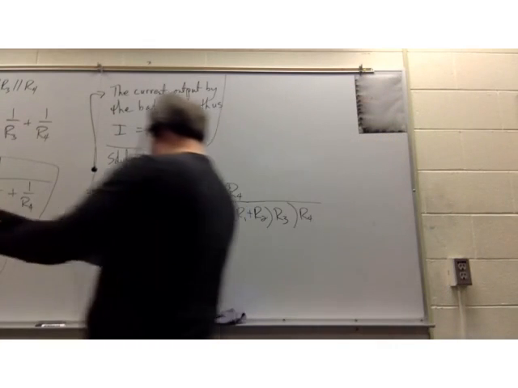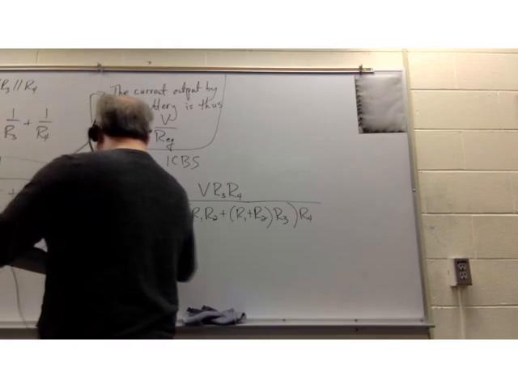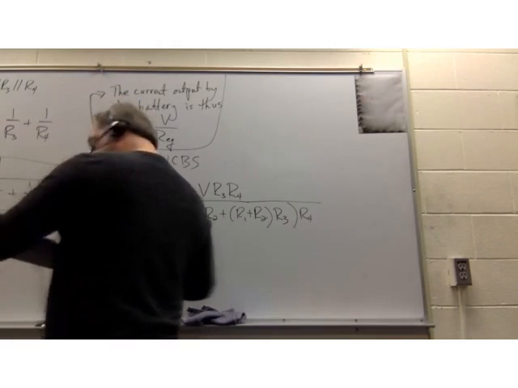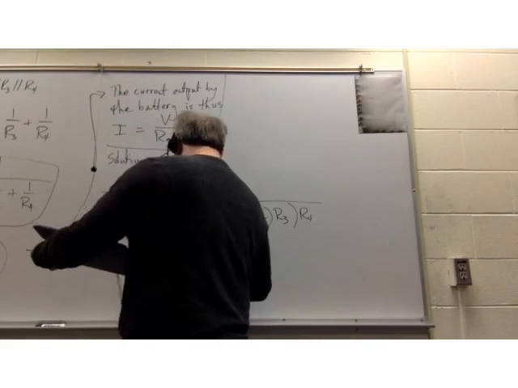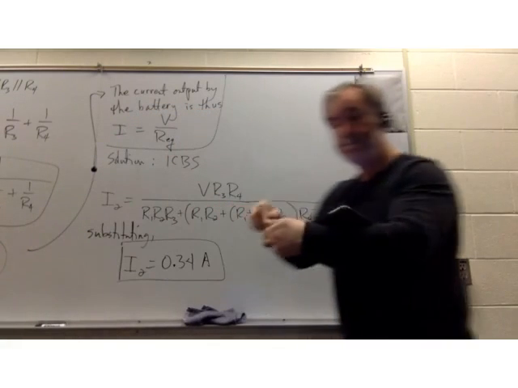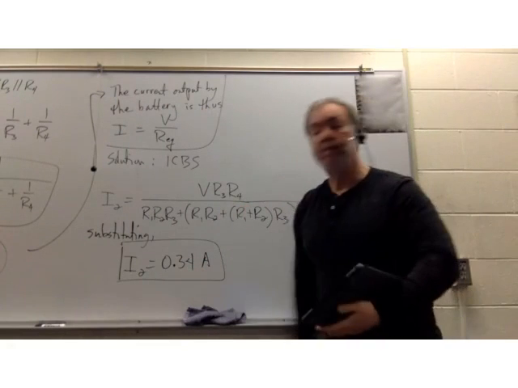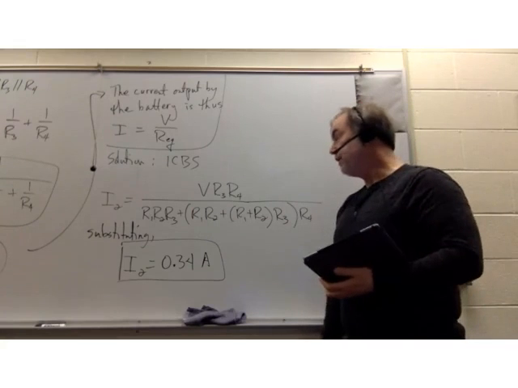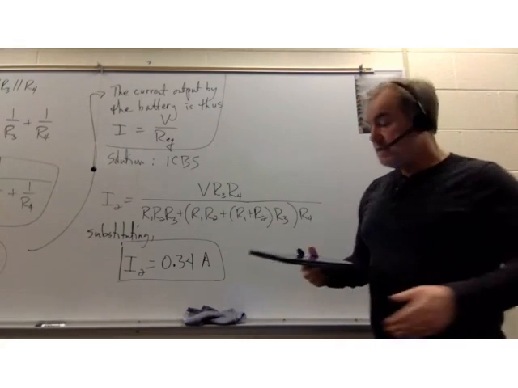And substituting the given values, I get I2 was equal to 0.34 amperes. And the positive sign means that the current does in fact flow the direction that I thought it did, or that I guessed that it did. So, okay, that's that.